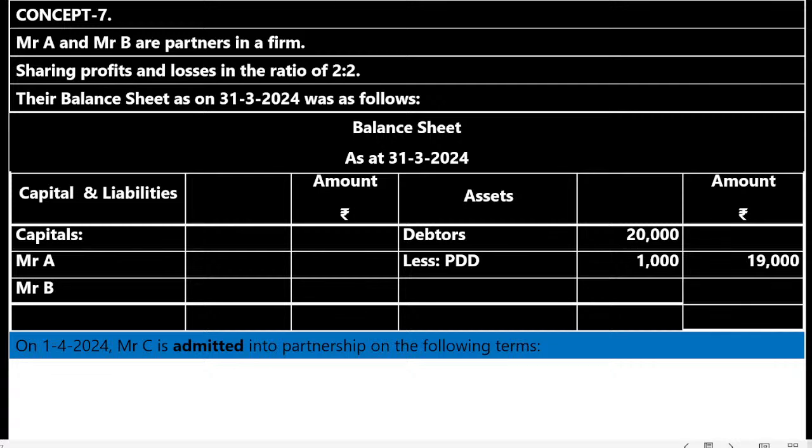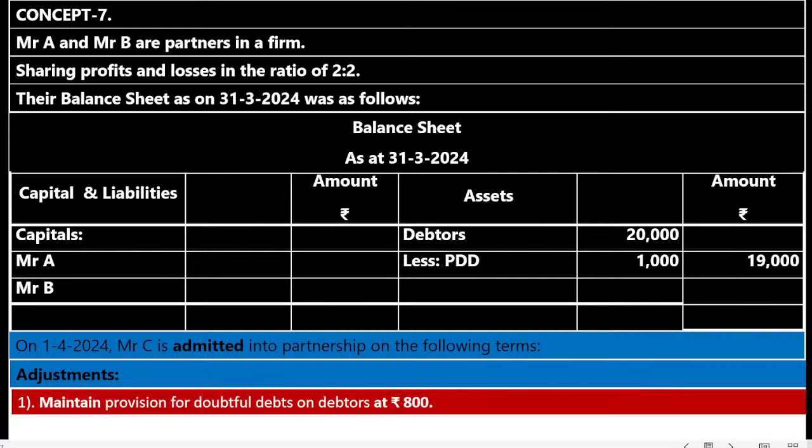Now this question is relating to admission of a partner because the word used is admitted. Who are the old partners? Mr. A and Mr. B. What is the old profit sharing ratio? 2:2. What is the old balance sheet date? 31st/3/2024. The date on which new partner is admitted into partnership firm? 1/4/2024. Who is a new partner? Mr. C. Earlier, how many partners were there? 2. Who were those? Mr. A and Mr. B. Now hereby how many partners will be in the partnership firm? 3. Who will be those? Mr. A, Mr. B and Mr. C.